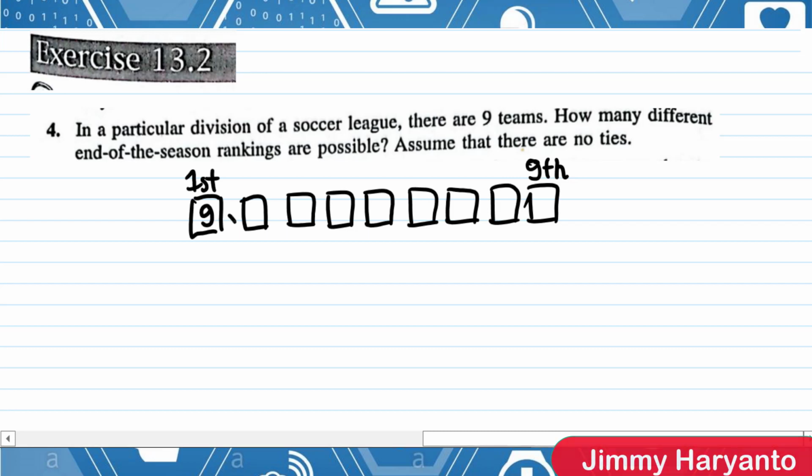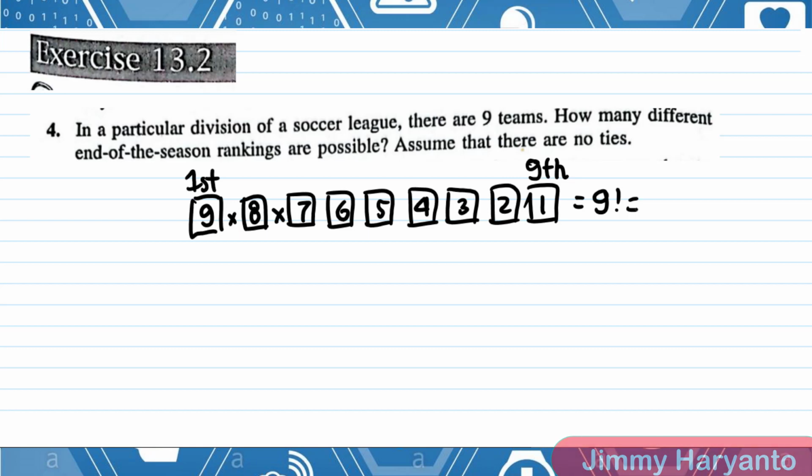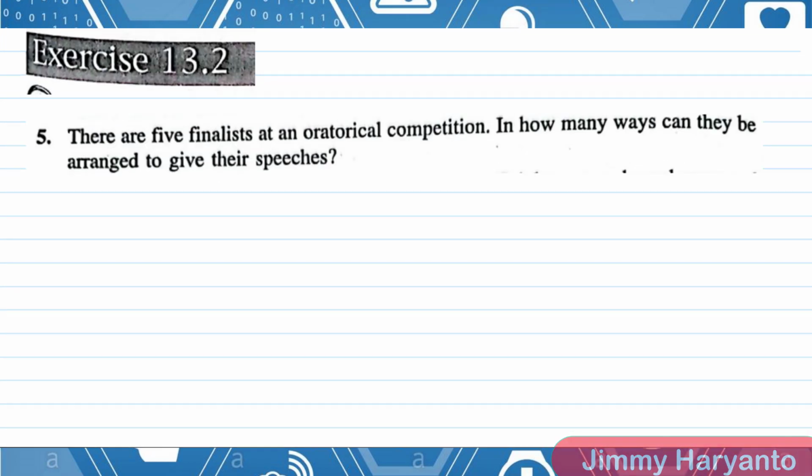Yeah, so it will be 9. But after that, it's only 8, and then 7, 6, 5, 4, 3, 2, 1. Yeah, or you can say it's 9 factorial. 9 factorial is 362,880. Number 4.